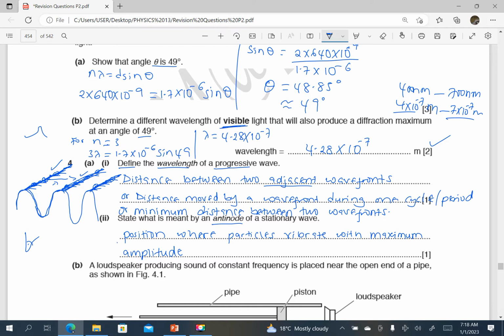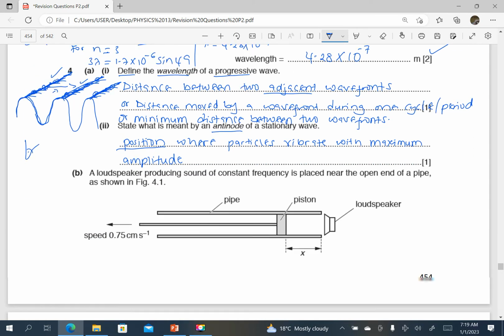It is a position. It is not a particle. It is a position where particles vibrate with the maximum amplitude. That is not maximum displacement, because amplitude is maximum displacement. But for a stationary wave, the amplitude varies. In other words, every particle could be having its own maximum displacement, so the amplitude varies. So we say maximum amplitude, not maximum displacement. I hope I've made myself clear.